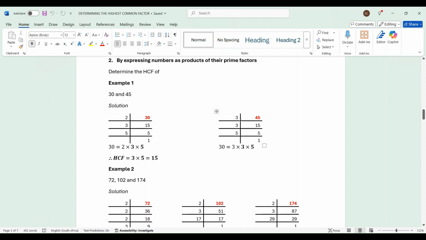Then we do likewise for 45. So our 45, applying the same procedure for expressing a number as a product of its prime factors, we end up getting 3 times 3 times 5.